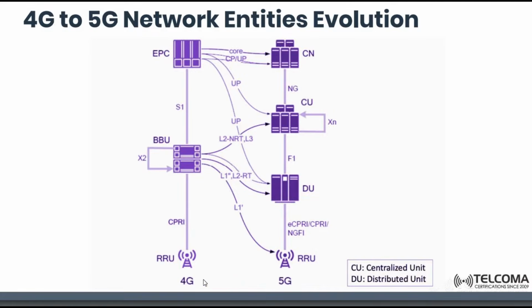Let's talk about 4G. In 4G we have EPC, Evolved Packet Core, which is connected to BBU, baseband unit, through the S1 interface, and different BBUs are connected to another BBU of another site through the X2 interface, and the baseband unit is connected to the remote radio unit or radio unit on the site, on the E Node B, through CPRI cable.